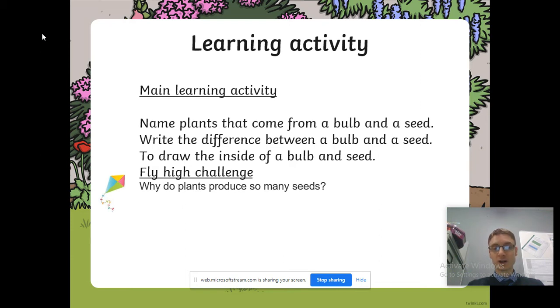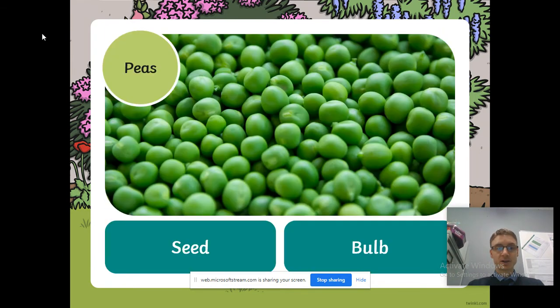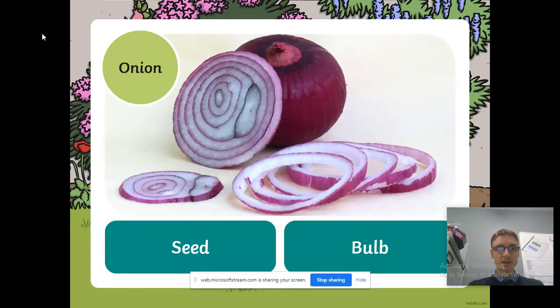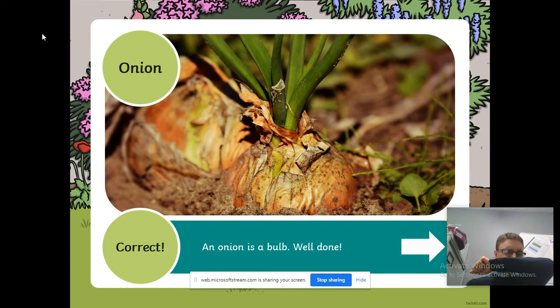So we'll look at plants that come from a bulb or a seed first. It's a quiz. So peas, do they come from a seed or a bulb? Now, if you said a seed, you would be correct. So big well done. An onion, seed or a bulb? That's right. Sorry, an onion comes from a bulb. So big well done if you said bulb.